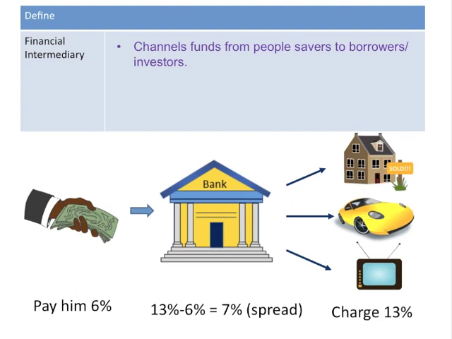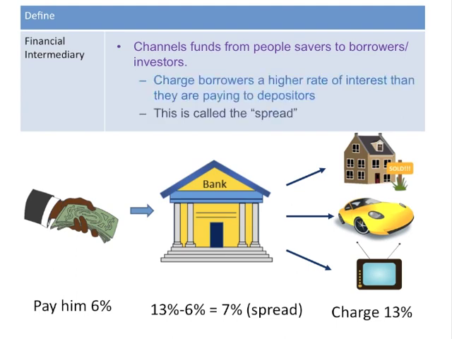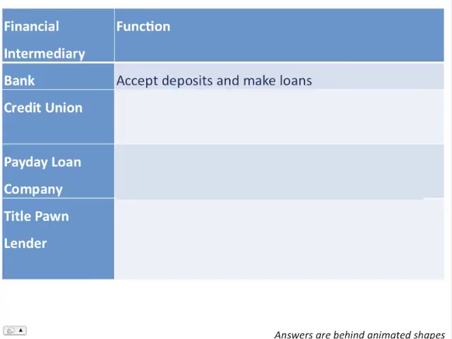So if they're charging 13 and they're paying this person 6, then there's a real profit of 7%. And this is what we refer to as the spread. So the bank is going to charge the individuals a higher rate than they will pay to the individual that is putting the money in the bank account. So as we said a moment ago, banks are a traditional and classic example of an intermediary.